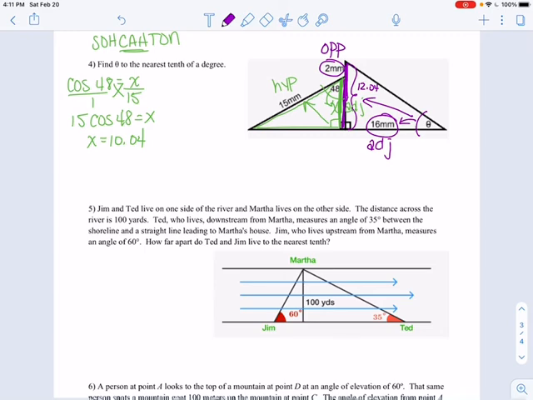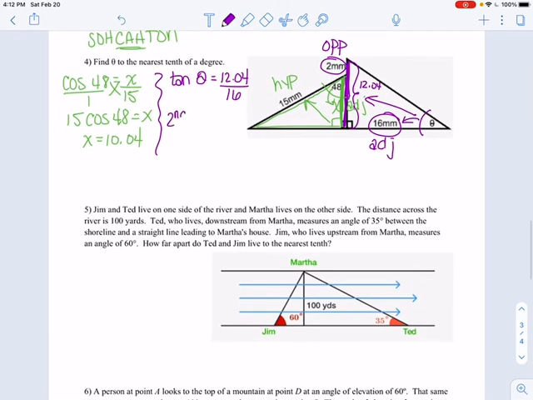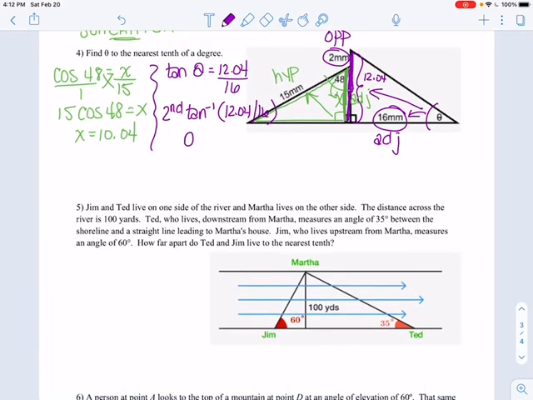Opposite and adjacent is going to be your tangent function. So this time we're going to have the tangent of theta. Remember, if you don't like theta, just call it X. The side opposite is 12.04 and your side adjacent is 16. Again, this time we're looking for the angle measure. This is still all calculator, but to find the angle measure, we're going to have to do the tan inverse. So inside your calculator, you're doing second tan inverse of 12.04 divided by 16 and then hit enter.